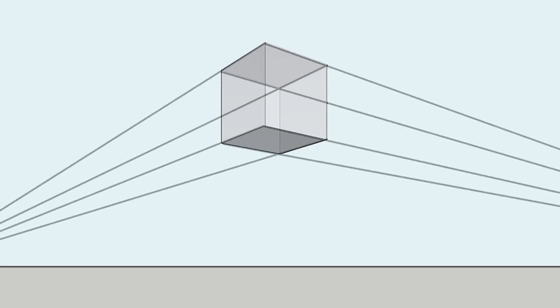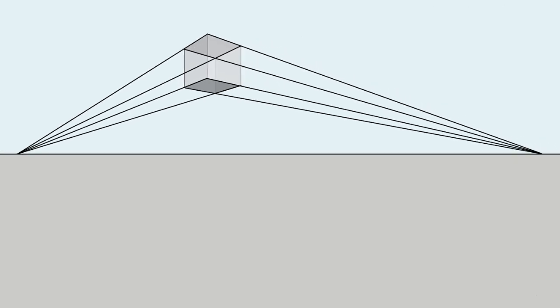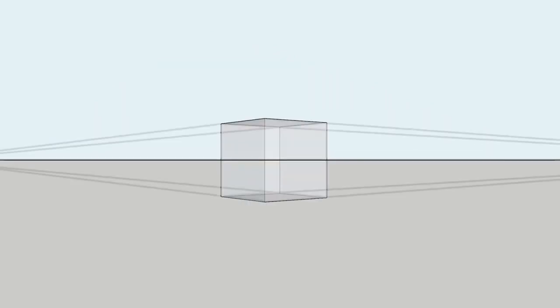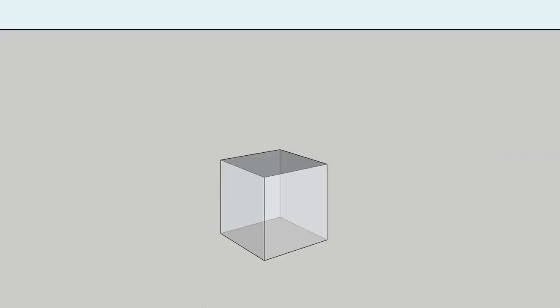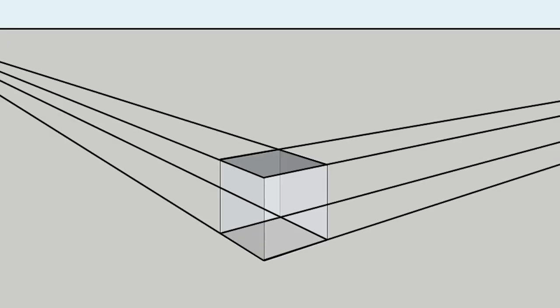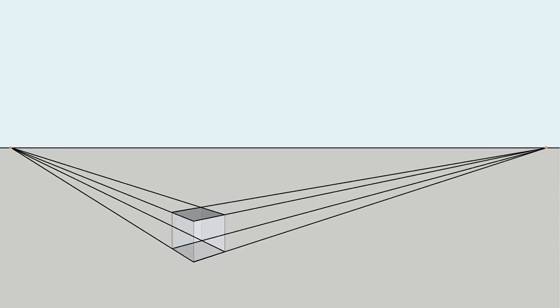If I extend these lines until they meet, I can find those vanishing points on the horizon line. I'll do this with each of these cubes here to give you an idea. Notice that the vertical lines still remain vertical in 2 points perspective. Now when we are drawing, we do this in reverse.